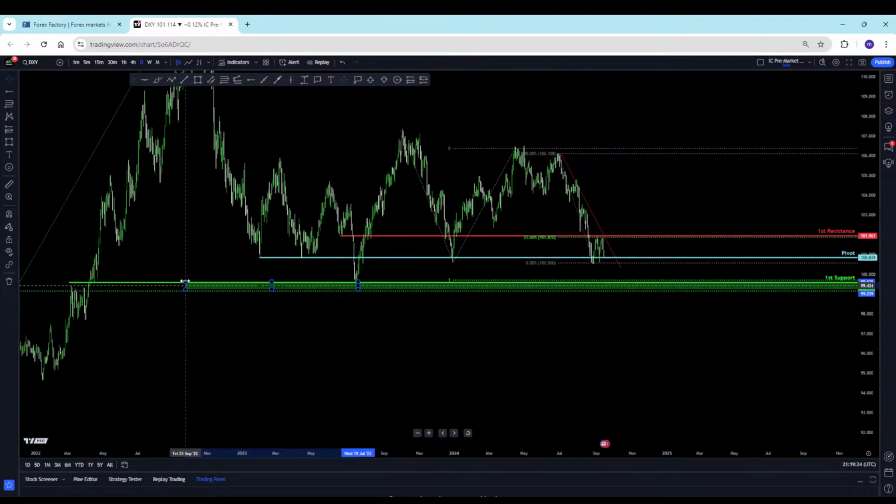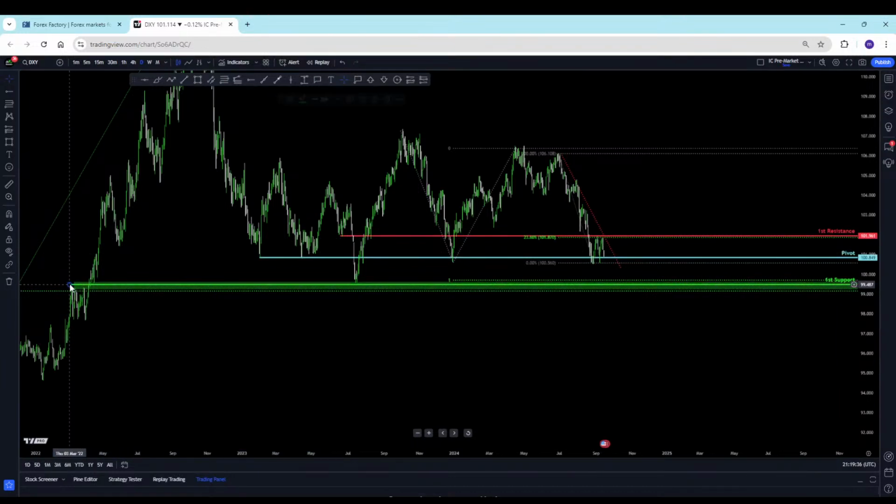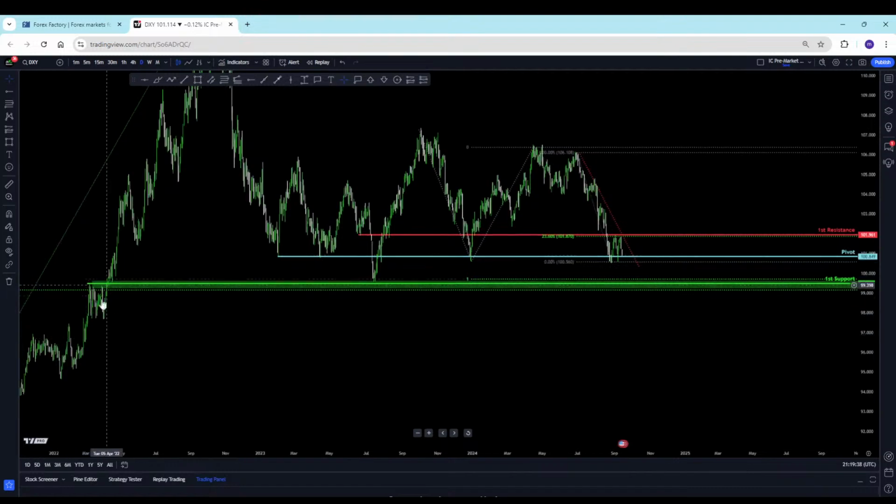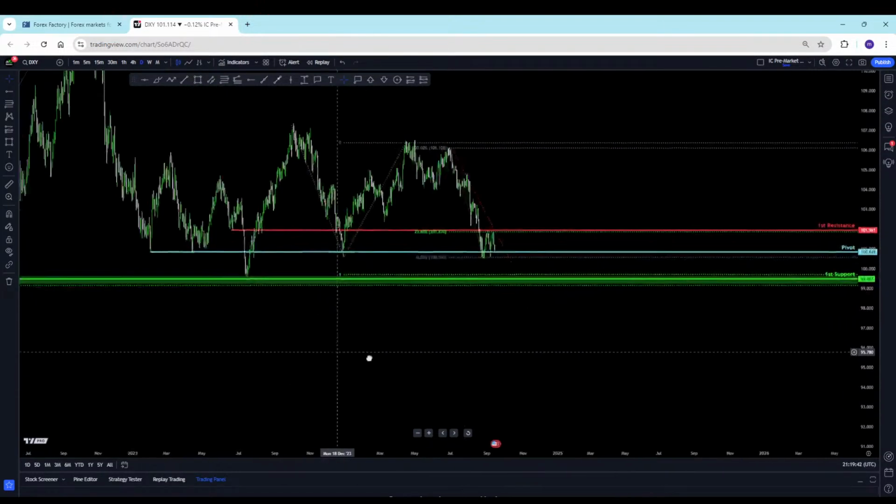Okay, and this first support is also a confluence area since we have two Fibonacci levels lining up, and we also have an overlap level, which basically means there are swing highs over here and swing lows over here that line up nicely.